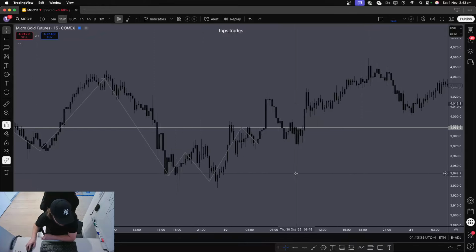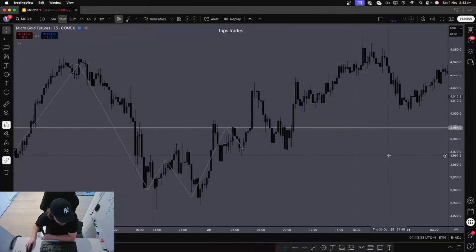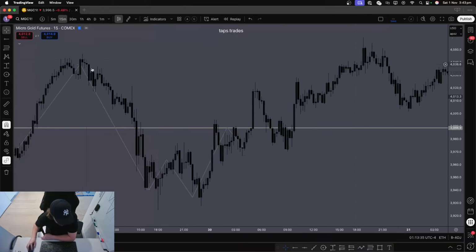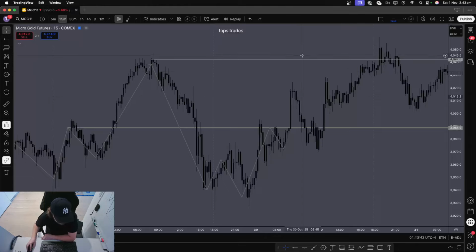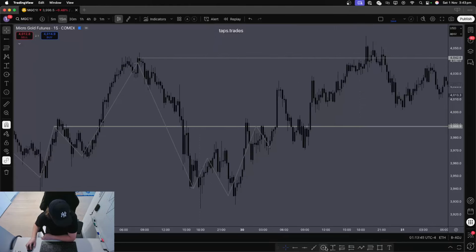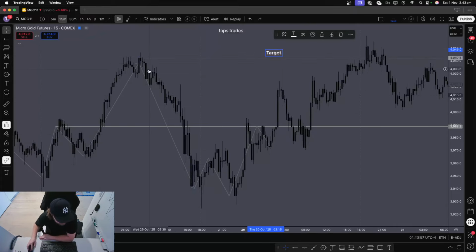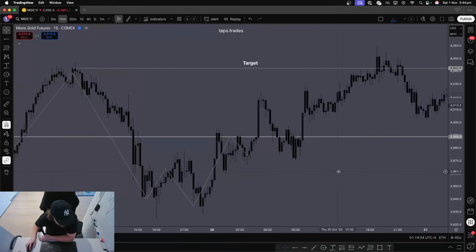Okay, so if we zoom in just a little bit, we know that our overall target is going to be this swing high because we've identified that, right? So that's our target. I'll just quickly write that. So this is our target. Okay. Indication, correction. Now we're looking for the continuation phase, which is the third phase. Okay. So let's zoom in.